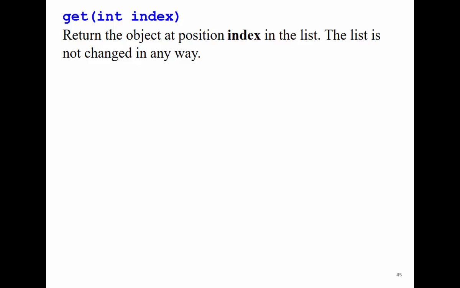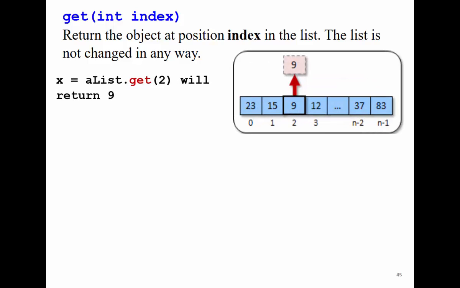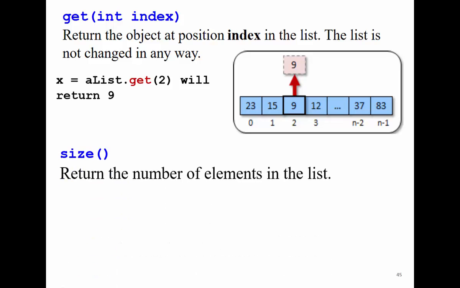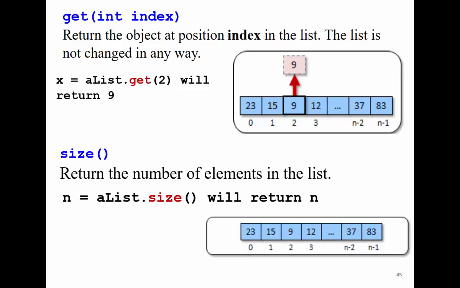Get is not remove. It's different from remove. Remove will take the element out of the list and reduce the size. Here it just retrieves the element from the list. We have array list, get 2 will return the element at index 2. Size will return what? The number of elements inside the list. Okay? All of these are behavior methods, or methods that exist inside the list interface.